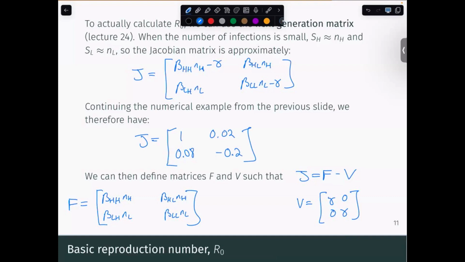Our F matrix and V matrices, again, if we plug the values in from the previous slide, we'll get 2, 0.02, 0.08, and 0.8 for our F matrix. And our V matrix is just going to actually be the identity matrix now.